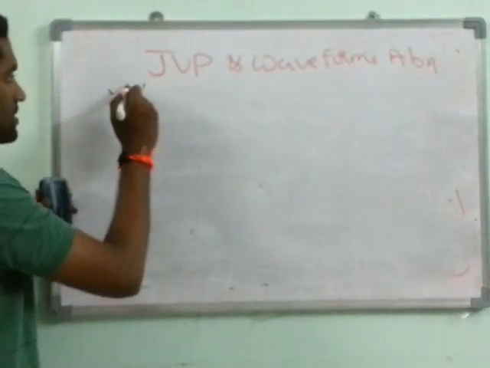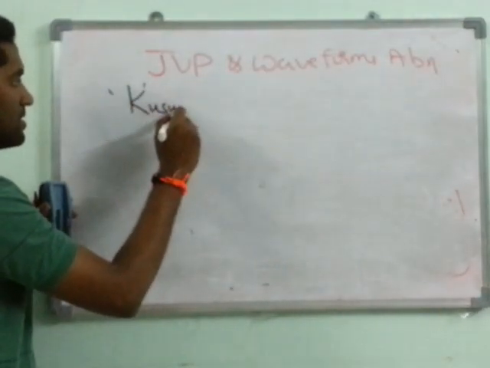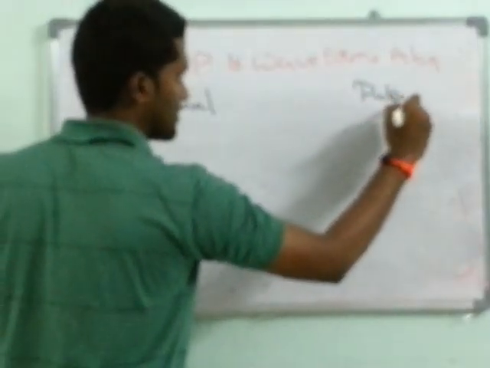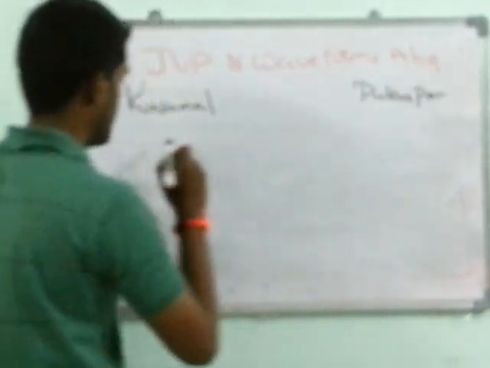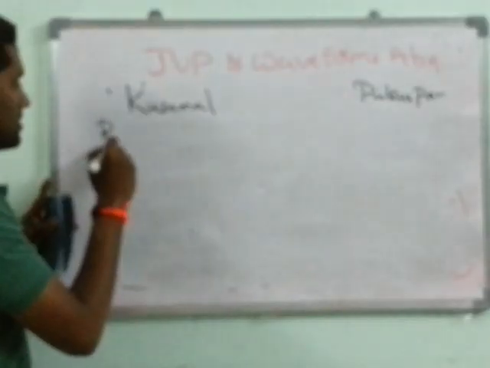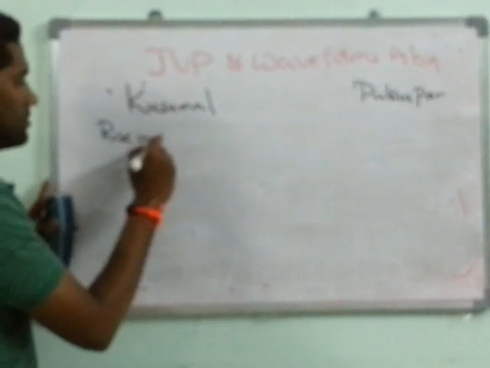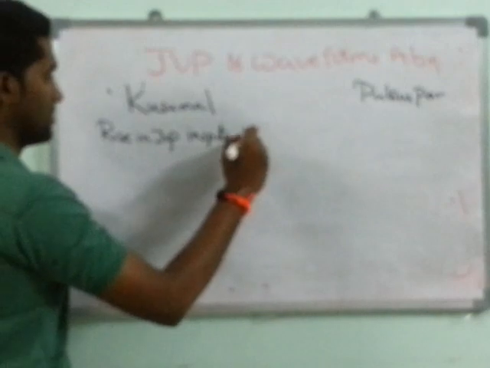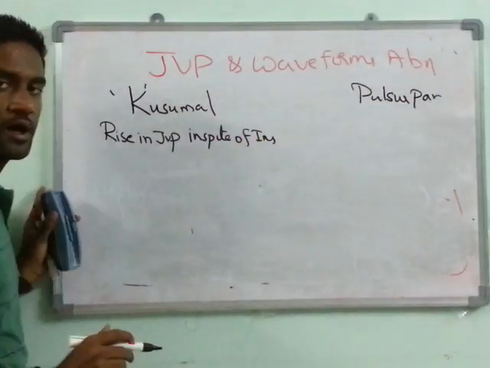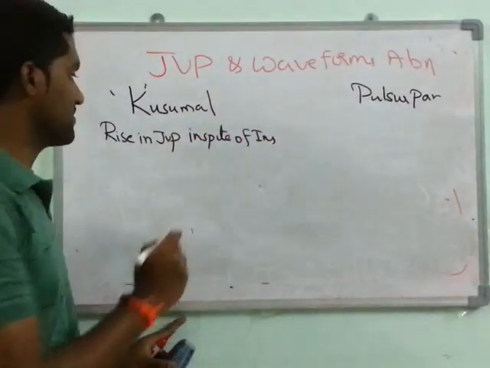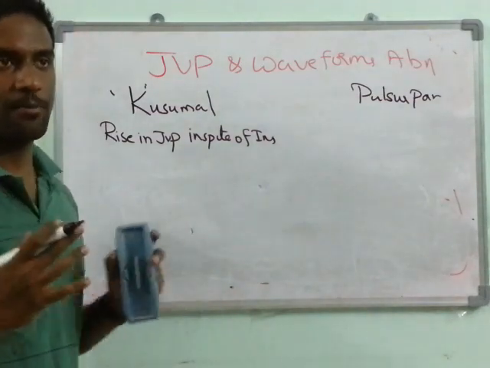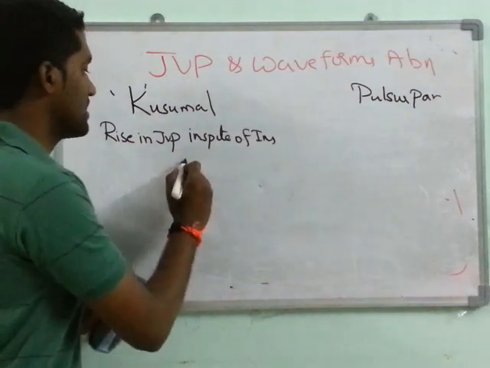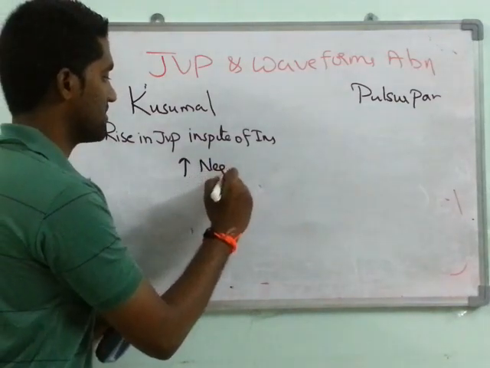Coming to another important thing, what is Kussmaul sign and what is pulsus paradoxus? Kussmaul sign is nothing but rise in JVP in spite of inspiration. So what happens to JVP during inspiration? During inspiration, pressure within the thoracic cage decreases, or there is an increase of negative intrapleural pressure.